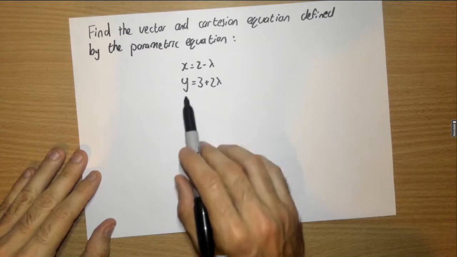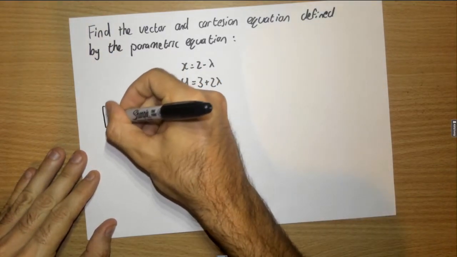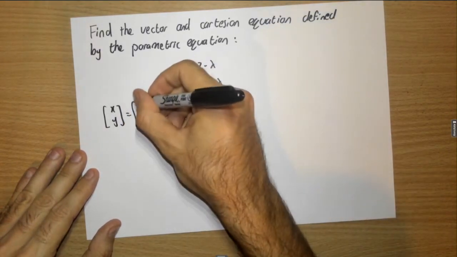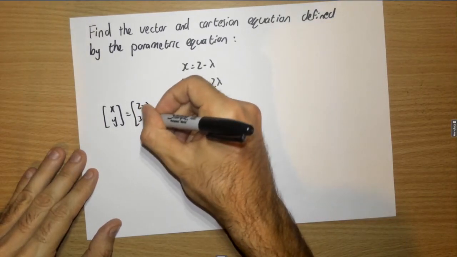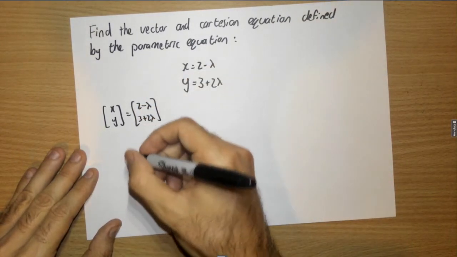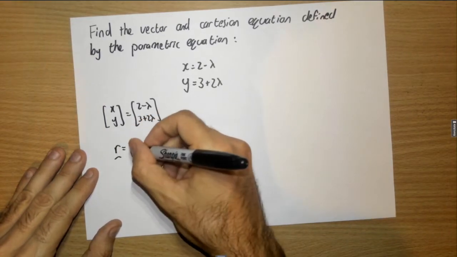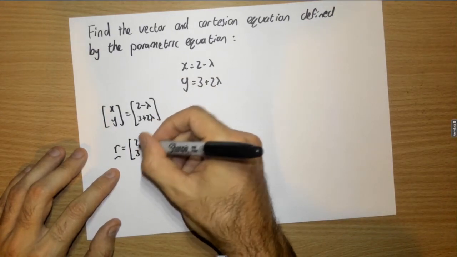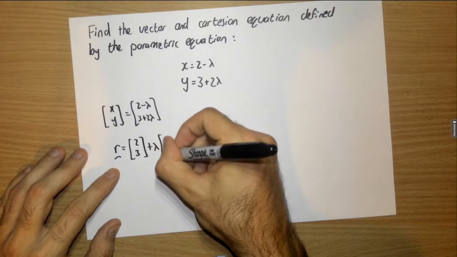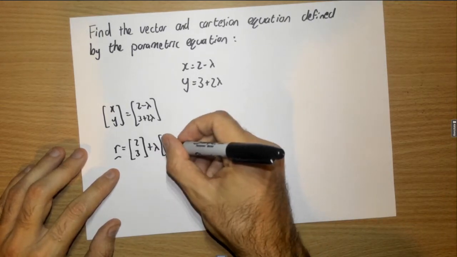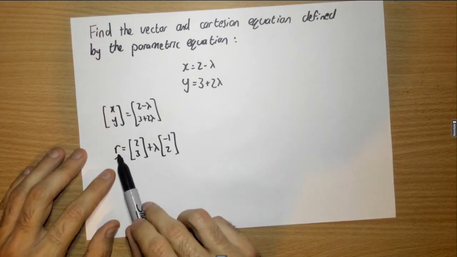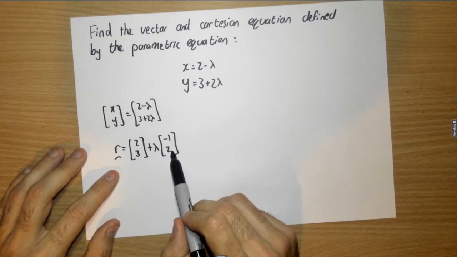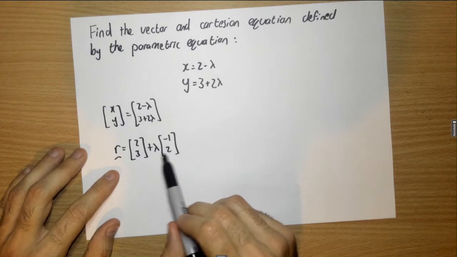When I look at this, I'm going to put this into vector form first. So I know that my x, y coordinate, I'm just going to write it as a vector, is going to be 2 take away lambda, and 3 plus 2 lambda. And we can work straight back towards our vector equation of r equals a. Now a in this case is the point that we're looking at there. So it's going to be 2, 3 plus lambda, and the lambda values are -1, 2. So this is the equation of a line passing through the point 2, 3, parallel to the vector -1, 2, or it goes in the direction of -1, 2. That's for the vector equation.